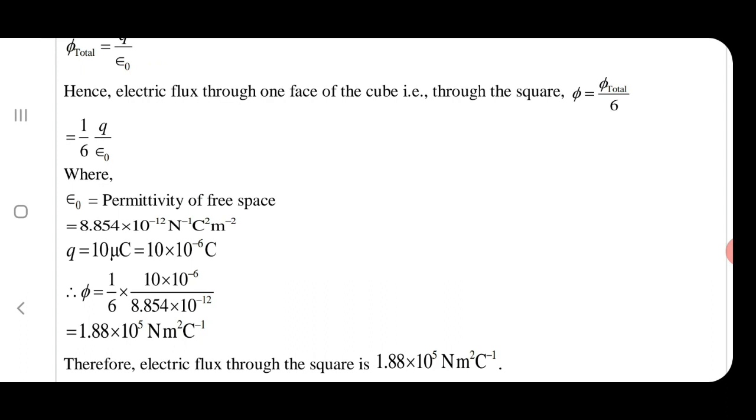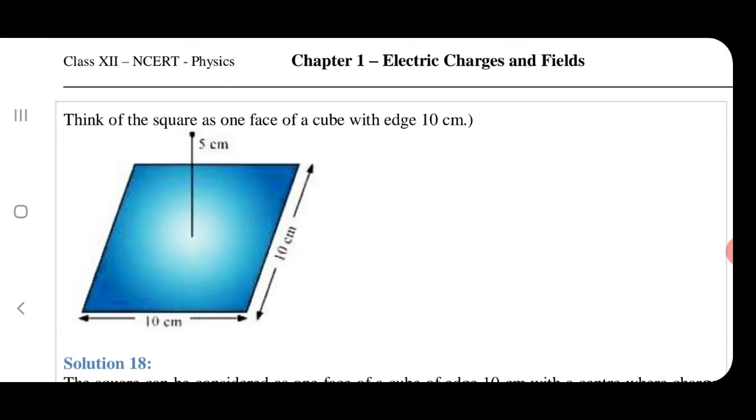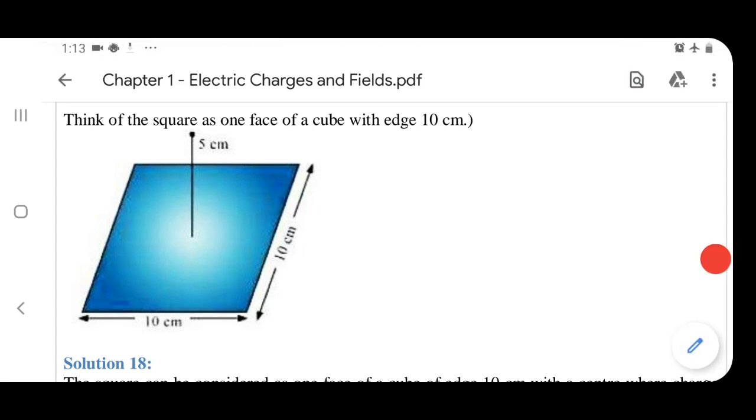So that is the answer. This concept is very important. If you are asked to find the flux through a surface, first of all, you should imagine that surface to be a part of a Gaussian surface. Gaussian surface means what? Closed surface. So first imagine that given surface to be a part of a closed surface. Then it will become a Gaussian surface and you can apply Gauss's law.